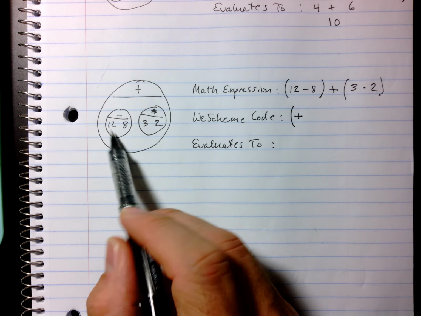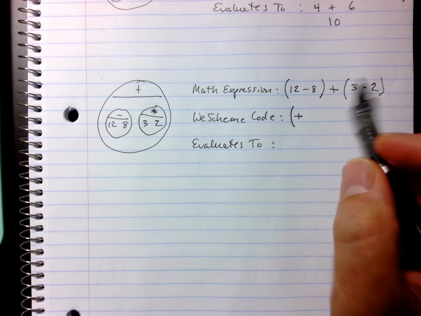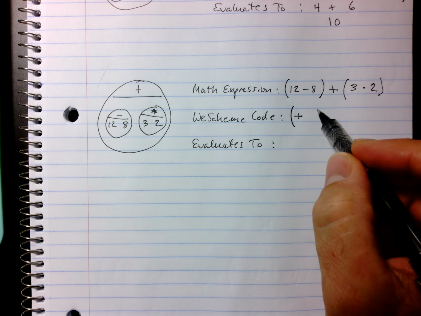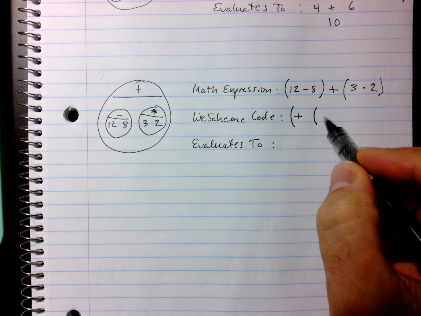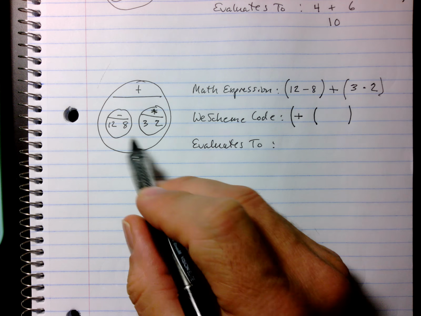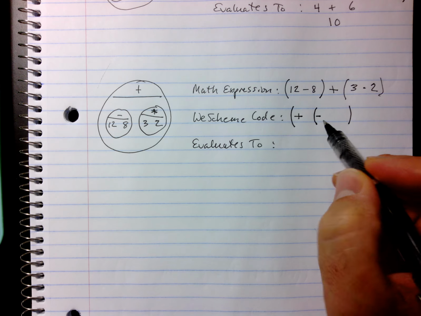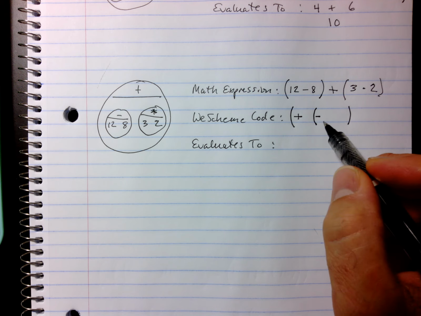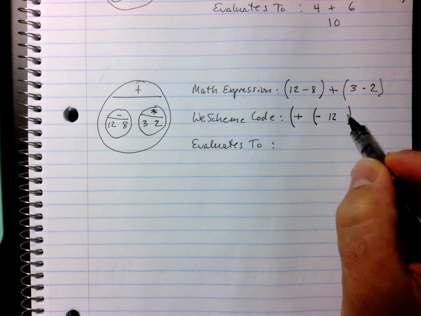Well, we're going to basically add these two items here. But each one of these items is its own separate expression that we're going to have to do some coding with. So we're going to actually add this first expression, which is the subtraction. So we're subtracting with a space behind the subtraction sign. We have a 12, and space, and then an 8.